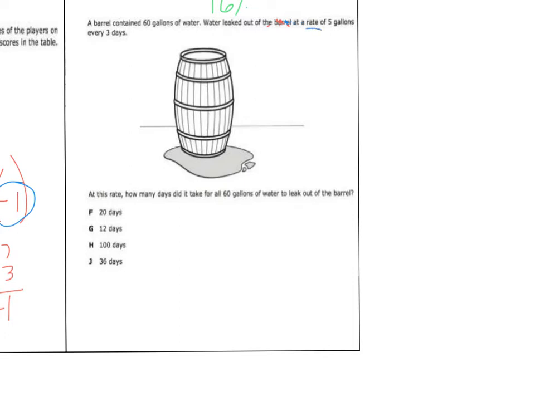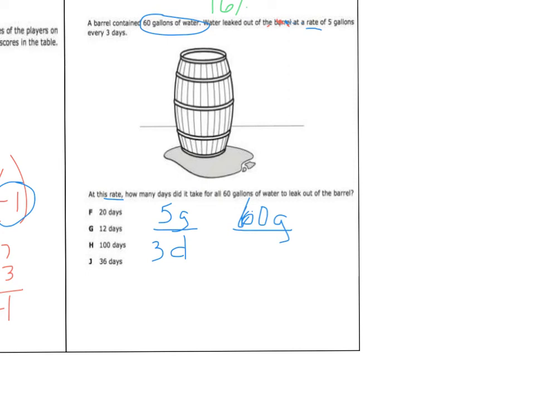Rate is the big one. Here it is again. When you have a rate, remember you have a comparison of 2 things. So the comparison in this problem is gallons being compared to days. So I'm going to write my ratio, 5 gallons every 3 days. Now, I'm given a third piece of information, 60 gallons. Since I wrote gallons on top of my rate, I'm going to write 60 gallons on top because it has to match.